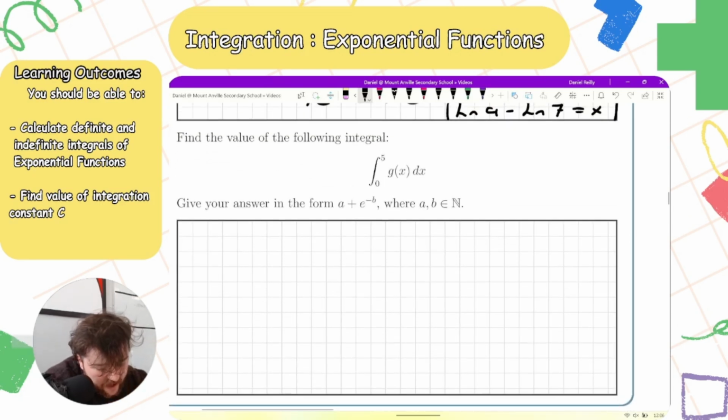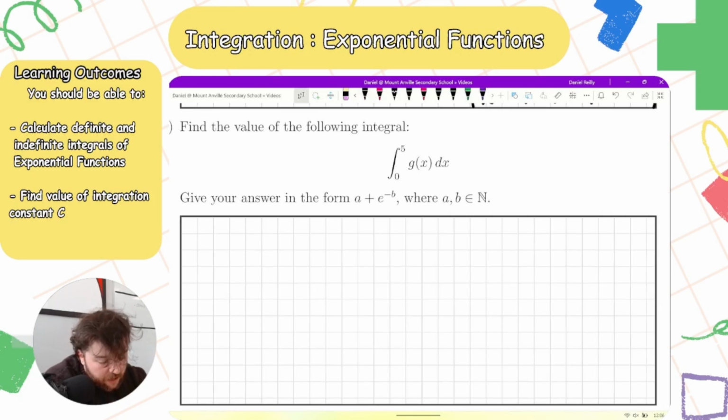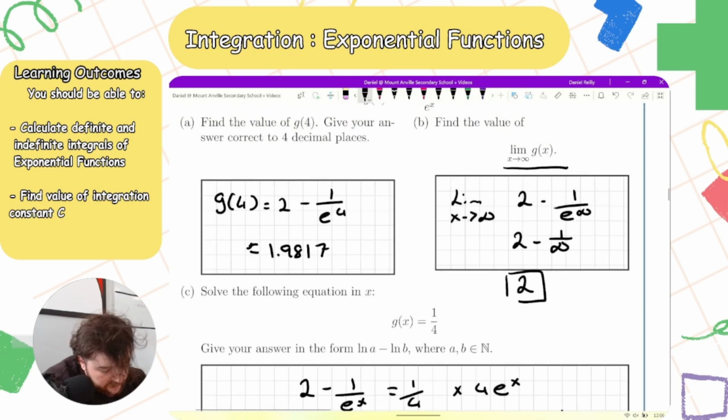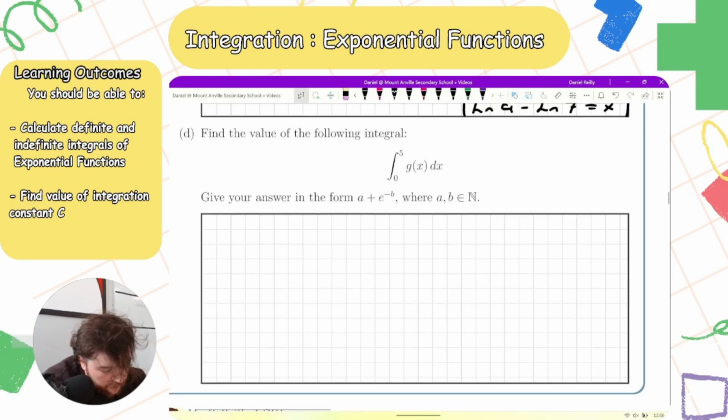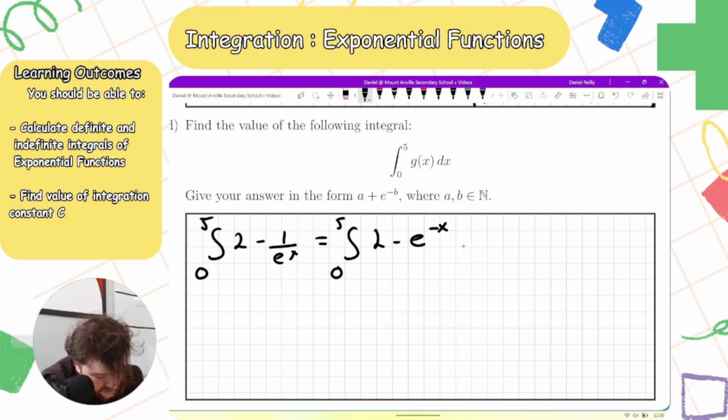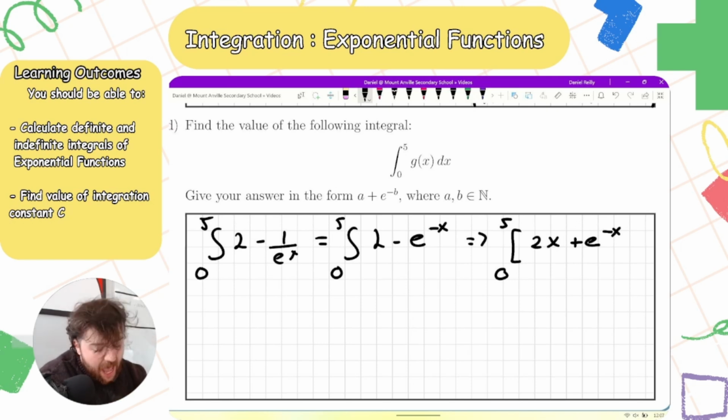Right, next one now. Finally, find the integral between 0 and 5 of g of x dx. Give your answer in the form a plus e to the power of minus b. So the integral between 5 and 0 of 2 minus 1 over e to the x. That's the same as the integral between 5 and 0 of 2 minus e to the minus x, which is going to be 2x plus e to the minus x. So I'm dividing by the derivative of minus x, which is minus 1. So 2 divided by minus 1, change the sign, it'll be plus there.